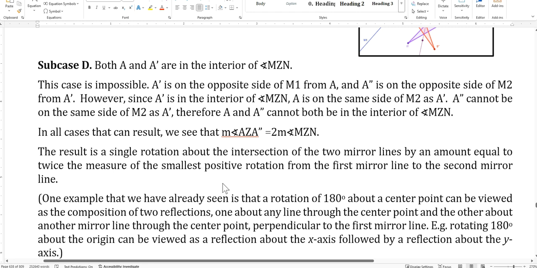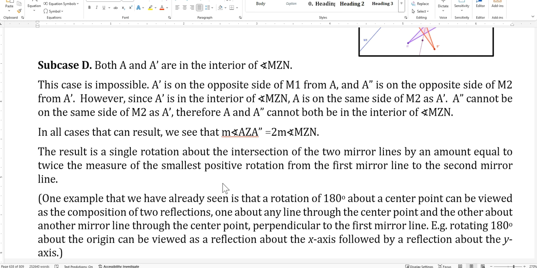In all cases, what do we see? The measure of the angle from A to Z to A double prime, from the pre-image to the center to the final image, is twice the measure of the angle from M to Z to N. That's the original angle between the two lines. So the result is ultimately a single rotation about the intersection of the two mirror lines by an amount equal to twice the measure of the smallest positive rotation from the first mirror line to the second mirror line.